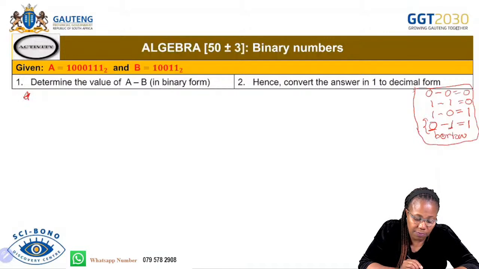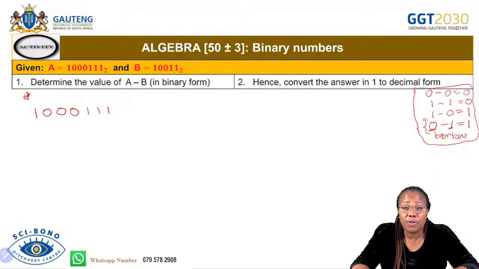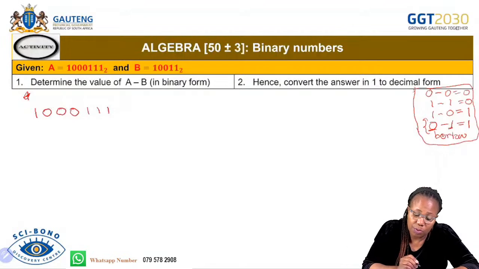Okay, let me leave a space there. We are having 1, 0, 0, 3 zeros, 3 ones. Let's forget the base for now because we will be busy subtracting. We'll look at that later on. We don't want to be confused, grade 12. And then now we have 1, 0, 0, 1.